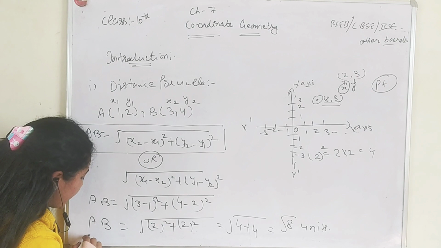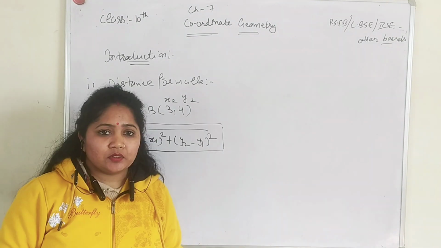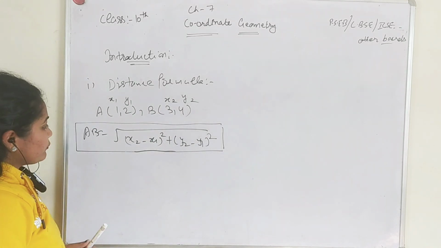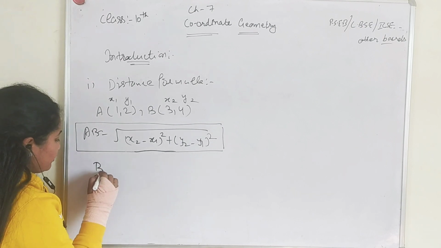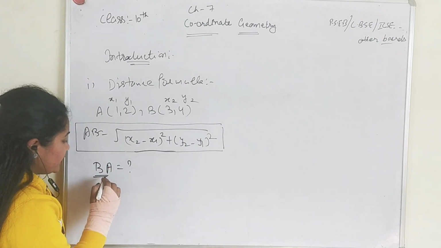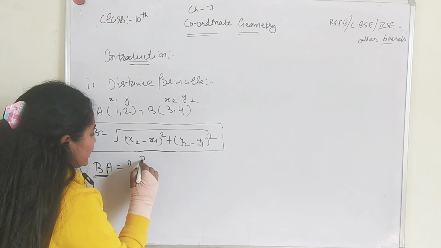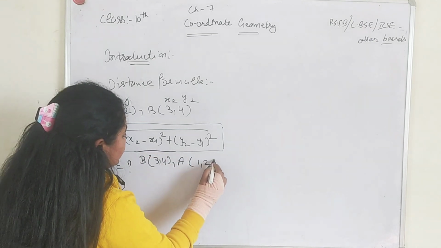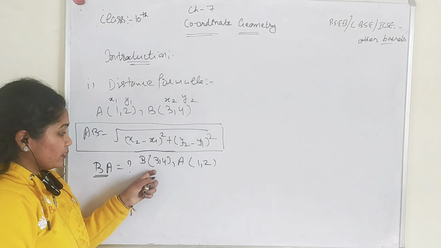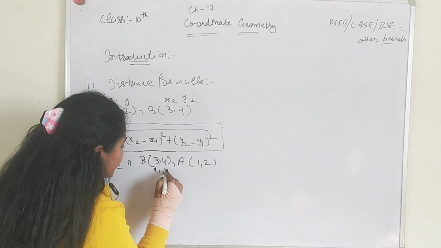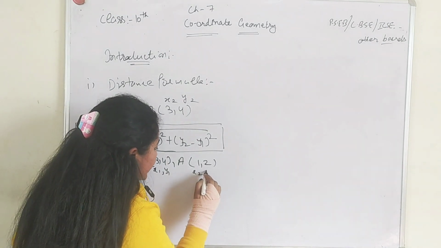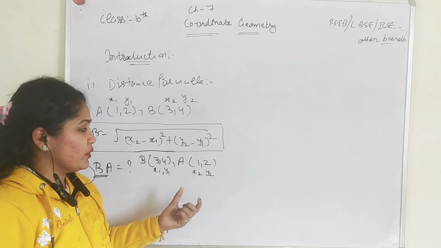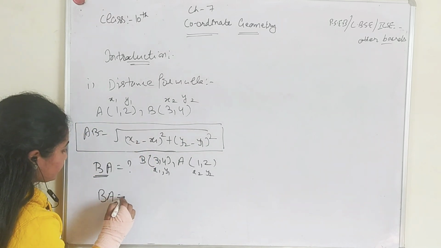Now we will solve another part of this question. Here we already found the distance AB using the distance formula. Now if we want to find BA, that means the distance between B and A, then first of all you write the B point. We have the B point equal to 3, 4 and the A point equal to 1, 2. Now you consider this one as x1 and this one as y1, this one as x2 and this one as y2. Now you similarly put the values of x1, y1, x2 and y2. So we will solve BA.